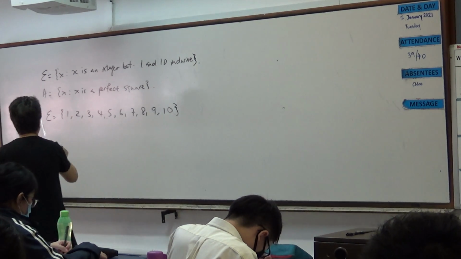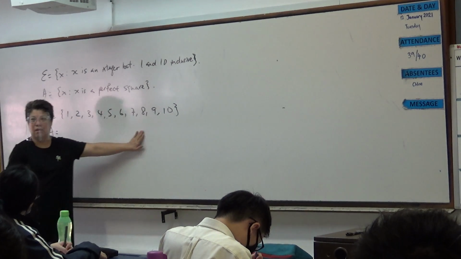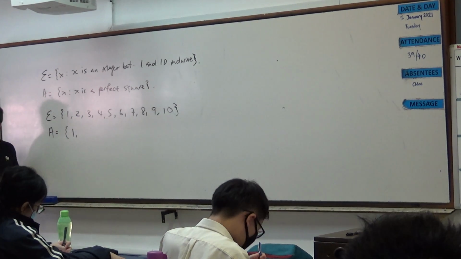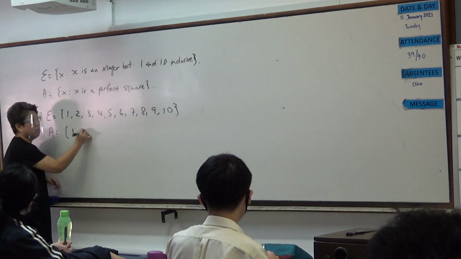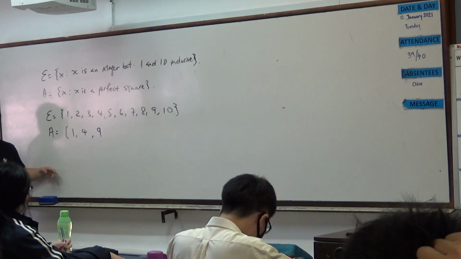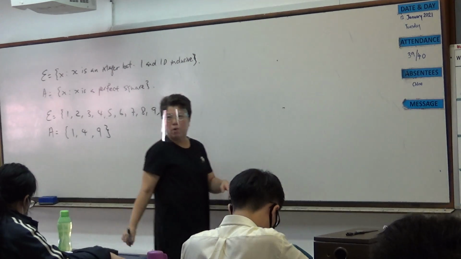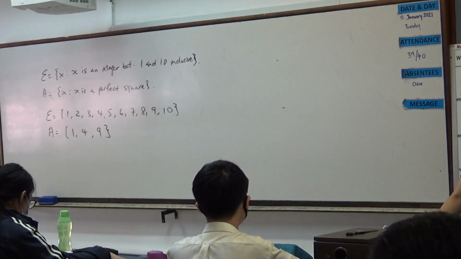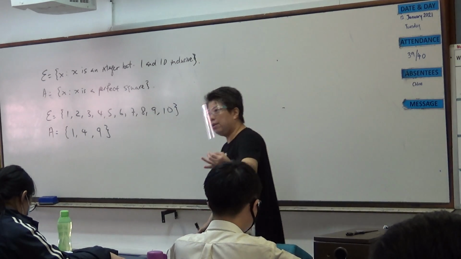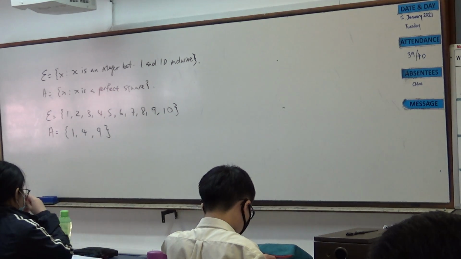Now let's take a look at A. A is a perfect square. That means from this universal set, what are the perfect squares? Perfect square will be what? 1, right? 1 squared is 1. Some more? 4, right? 2 squared is 4. What else? 9. Correct? 3 squared is 9. Any more? No. These are the perfect squares: 1, 4, and 9. Are you all okay? Can you understand what are perfect squares? 1, 4, 9, 16, 25, right? They are also called square numbers. Okay? What is the perfect cube?